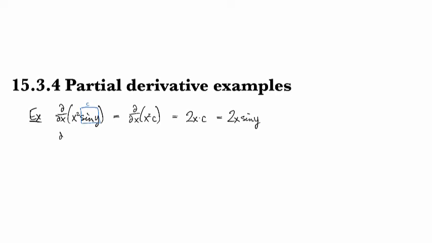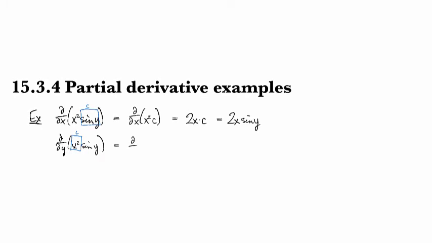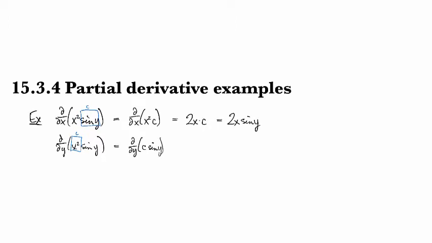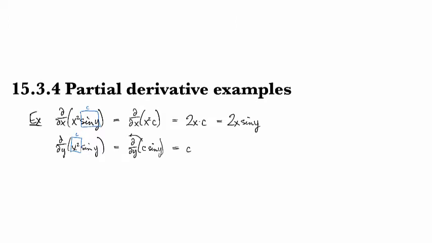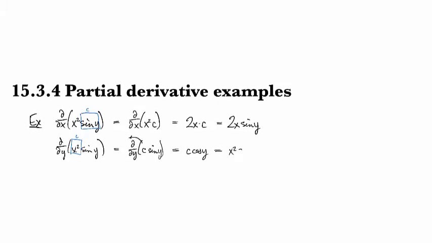And if we look at the partial with respect to y of this same expression, now we're looking at d dy, and there's no y's in this expression, so I'm thinking of that one as a constant. So this is going to be the partial with respect to y of c sine y, and you know that you can just pull the constant out. So this is going to be c times the derivative of sine y with respect to y, which is going to be cosine y. And then I'll replace that c with what it's supposed to be, which was x squared.